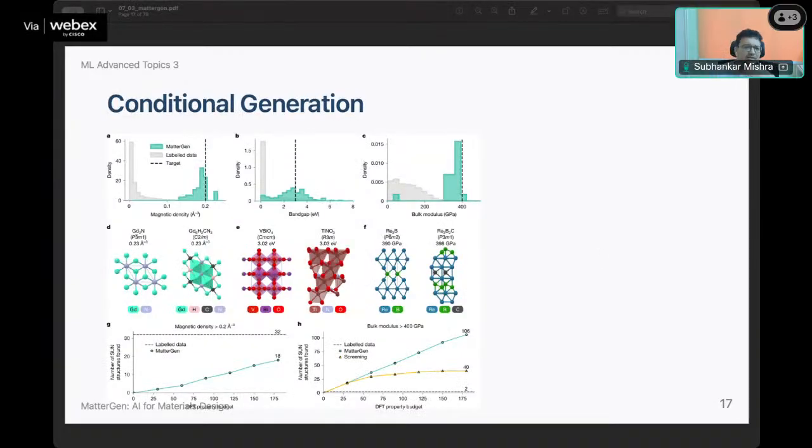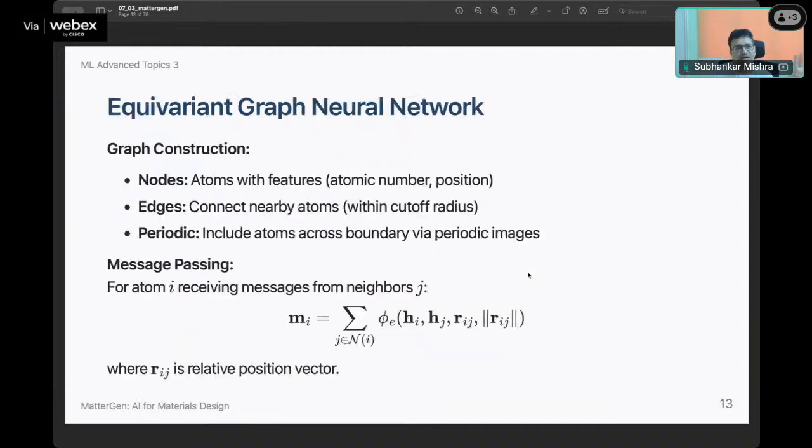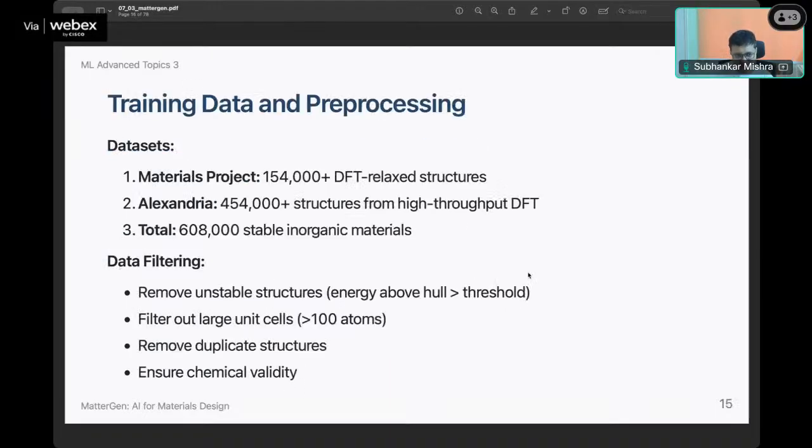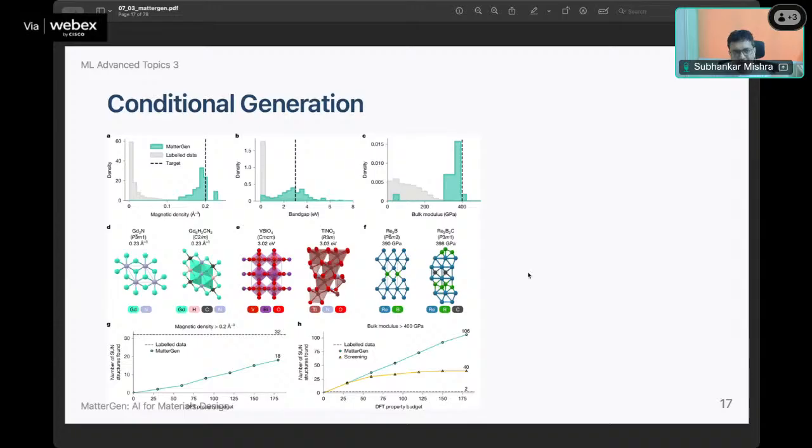Okay, so next comes conditional generation. Quick recap. We looked at the diffusion process. To a stable material, some noise was added to the lattice and the atomic positions, and we basically destroyed it to create a random material. From the random material we started learning backwards to create a stable material. For that, a dataset was required. The dataset was produced from Materials Project and Alexandria. Some filtering was done, and an equivariant graph neural network has been used. I will come back to that.